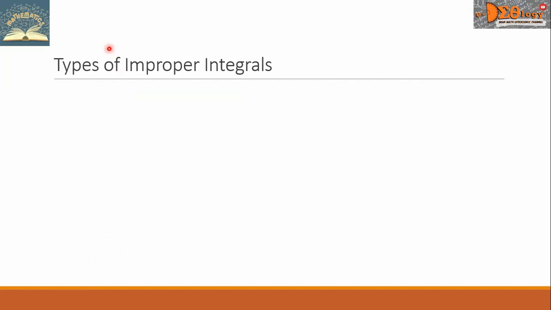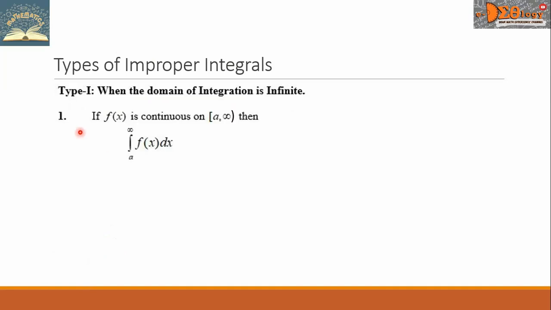Let us see now the types of improper integrals. We have type 1, when the domain of integration is infinite. Category 1: if f of x is continuous on the interval from a to positive infinity, then the integral from a to positive infinity of f of x dx equals the limit of the integral from a to b of f of x dx as b approaches infinity.